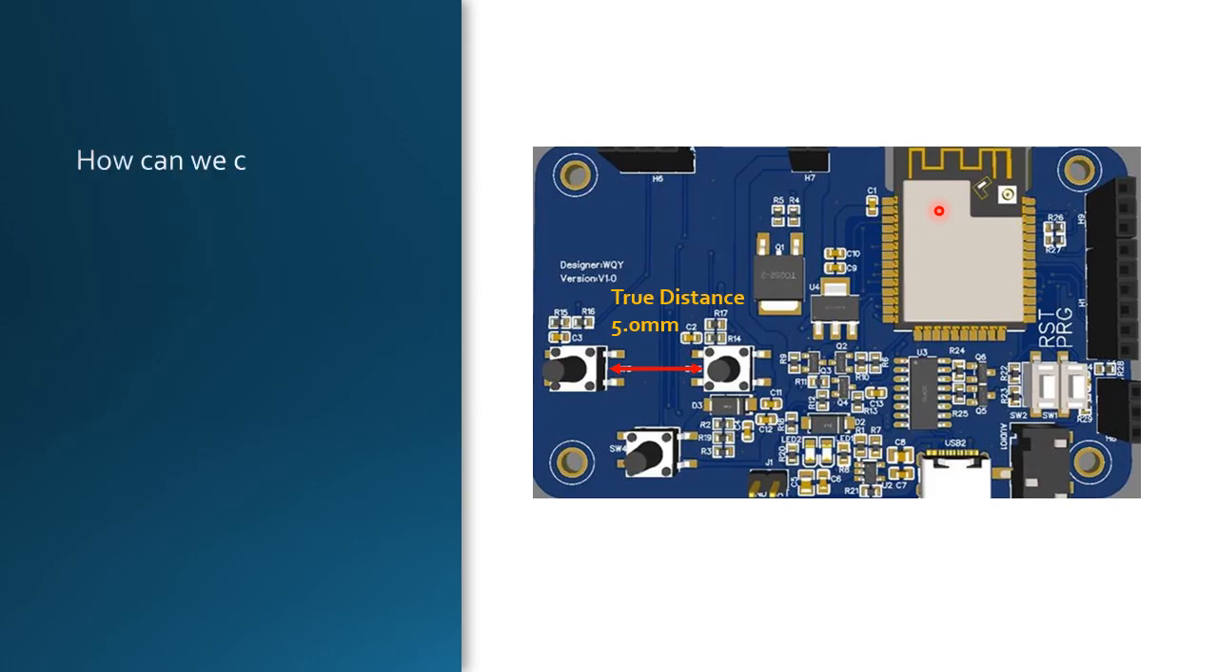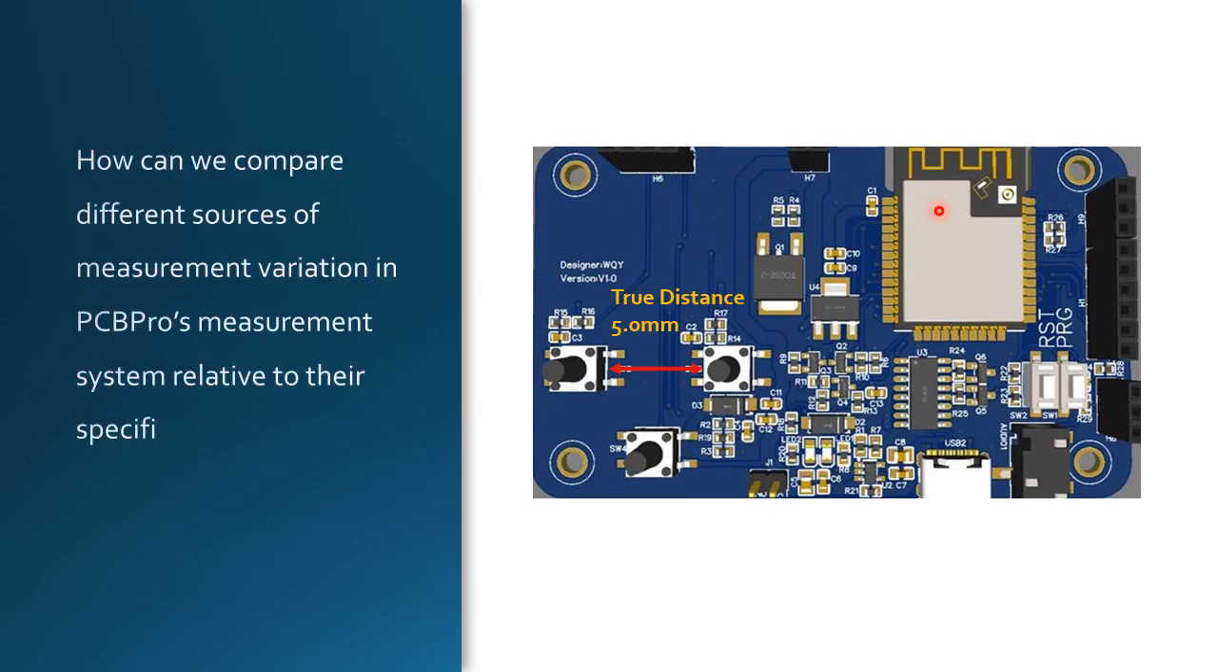So how can we compare different sources of measurement variation in PCBA Pro's measurement system relative to their specifications? Okay, so we can incorporate tolerance into our gauge R&R study in statistical software. Recall that tolerance is the distance between the upper and lower specification limits.